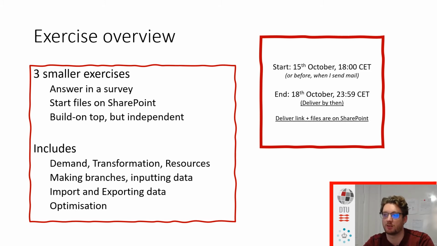So it will start on the 15th of October in the evening. And you will have to deliver all your results. It's about 2 to 3 different results and maybe some different numbers for these results by the end of the 18th of October at midnight Central European time. The link to deliver and also the start files are on SharePoint. And after the 18th, I will close the survey and I will put up the solution files on SharePoint as well.